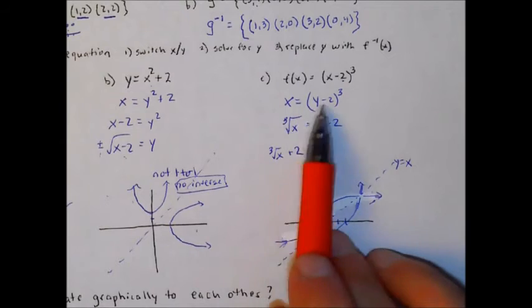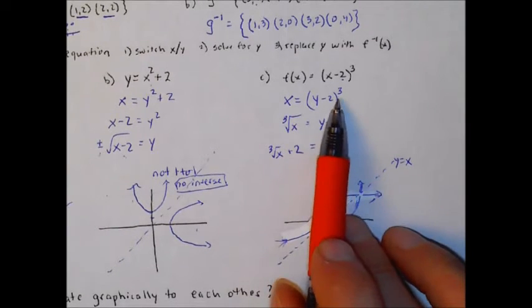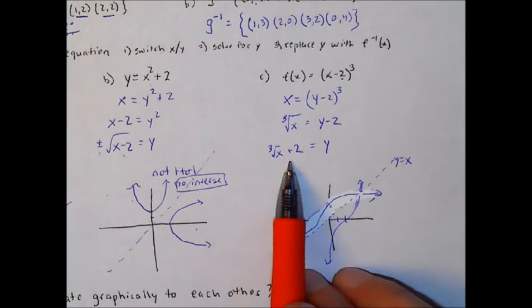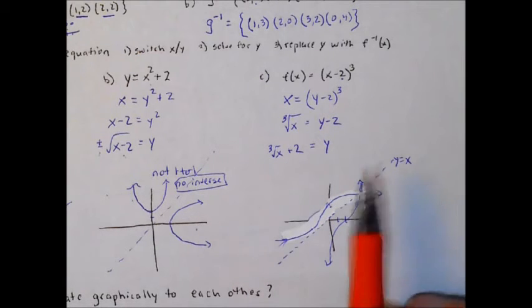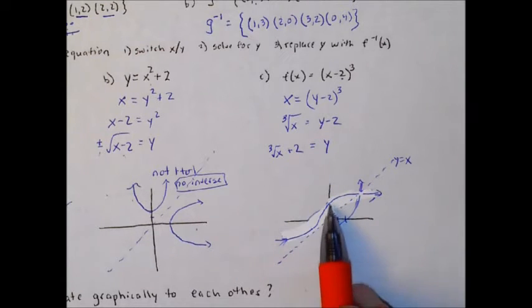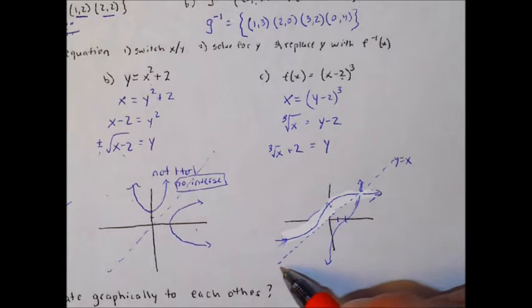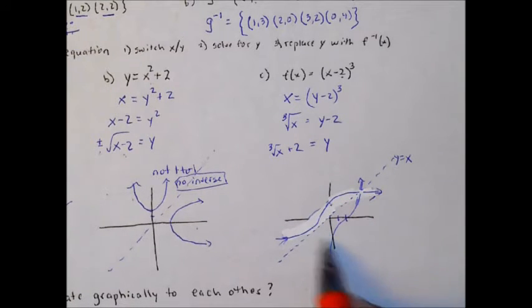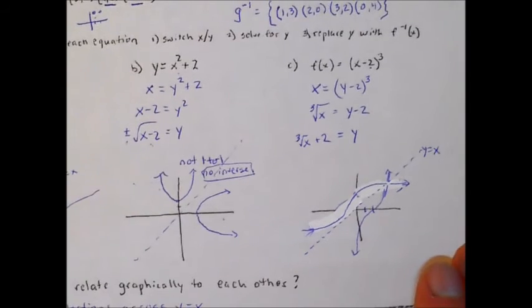Okay, so we switch the x and the y here. To solve it, take the cubed root of both sides, and then you can add the 2 over to the other side. Okay, and if you graph this, you know it's a cubed root, so it looks like this, and plus 2 shifts it up 2. You have this line y equals x that it is a reflection across. It's not a completely great graph there, but you get the idea.